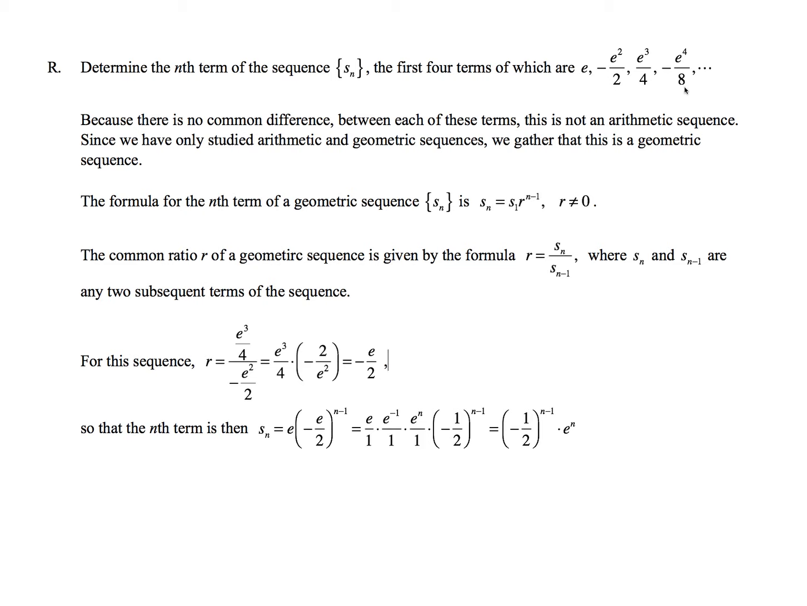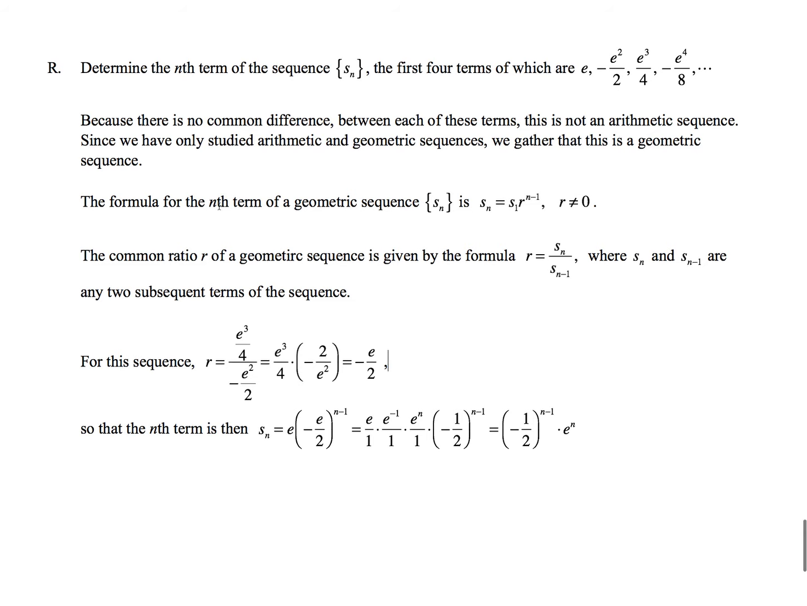Now, there's no common difference between these. That means that if we find the difference between these two terms and then subtract it from this term, we will not get this term here. We won't arrive at that term there. And so because there's no common difference, this is not an arithmetic sequence. It's a geometric one, because those are the only two that we cover in this class.